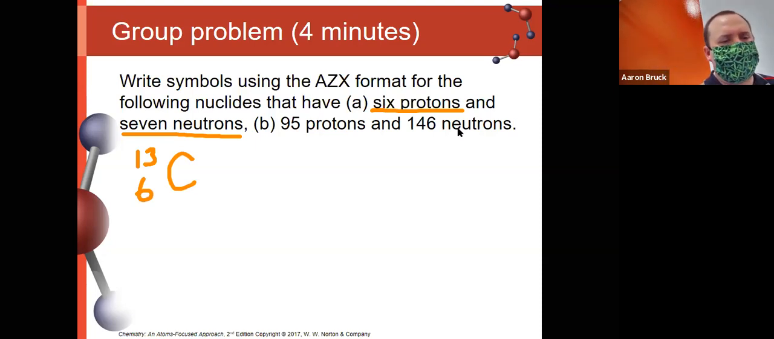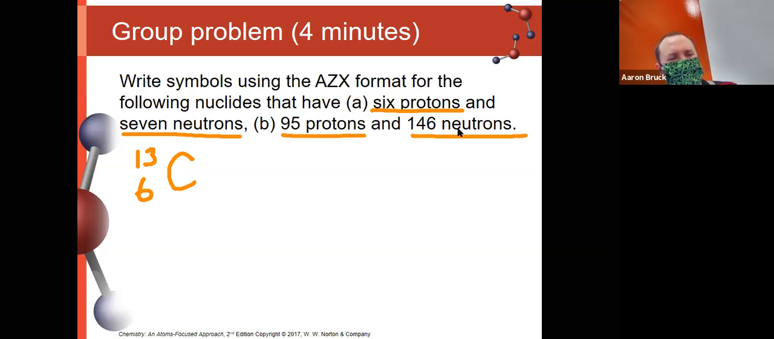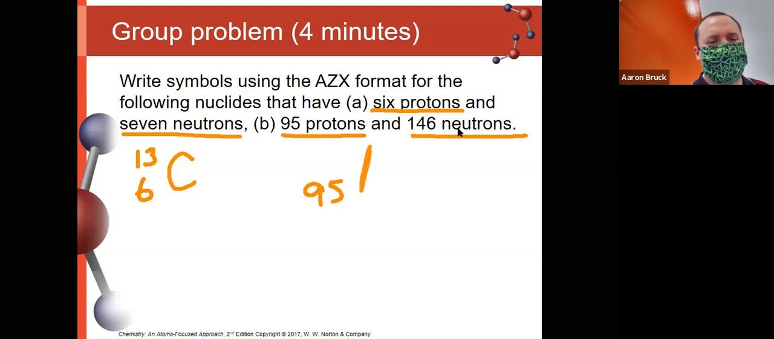In the second problem, I have 95 protons and 146 neutrons. That 95 protons is my bottom number. I can also use it to identify the element. Element number 95 is Am, americium. Not on your element list, but a very common element in most of your homes. You have a smoke detector, you have americium in your home.